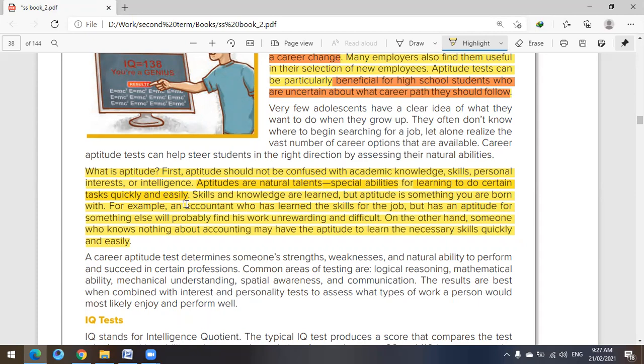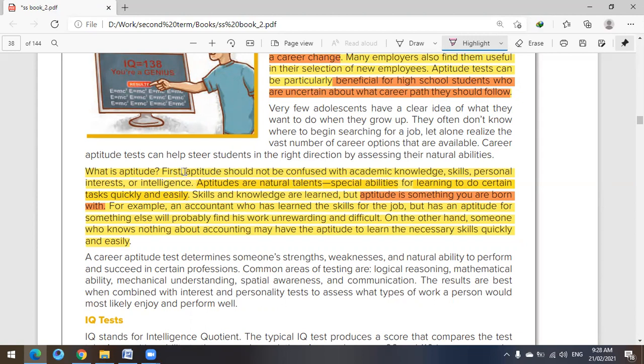Can you talk to us about another point about aptitudes? Skills and knowledge are learned, but aptitude is something you are born with. Yeah, that's it. It's something that you are born with. So aptitude is something you are born with. Excellent.